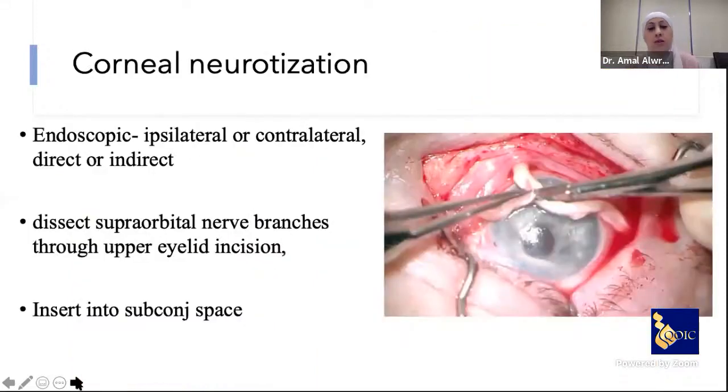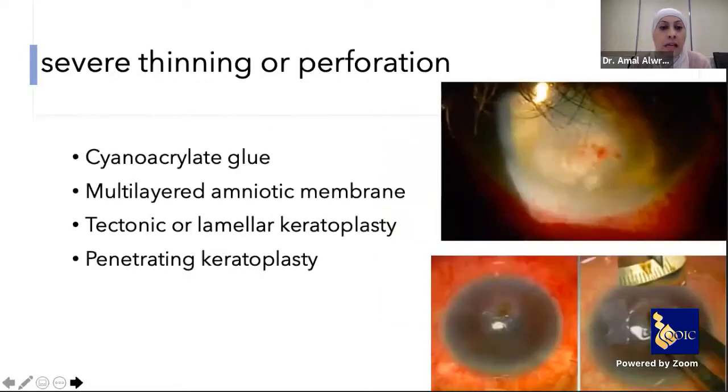And then finally, we have the corneal neurotization. We don't perform this at our hospital. It is an endoscopic procedure, ipsilateral or contralateral, and we dissect the supraorbital nerve branches and insert it into the subconjunctival space. In cases of severe thinning or perforation, we have many options.